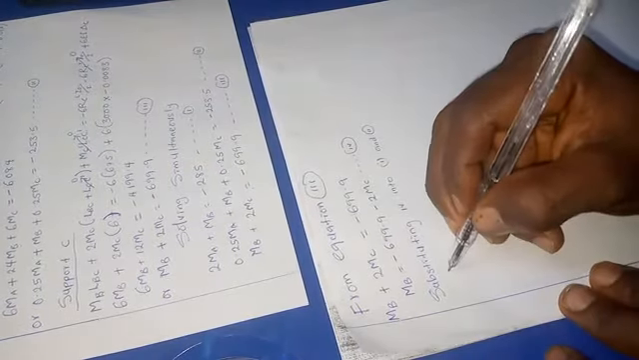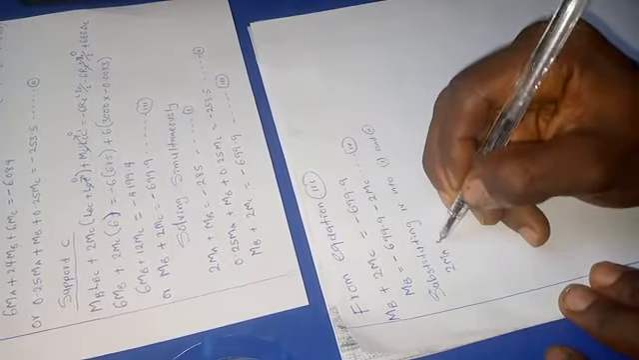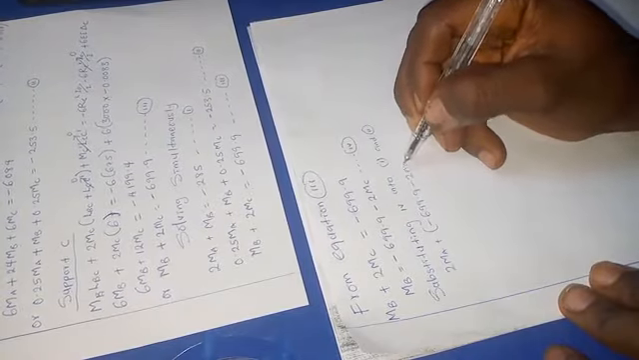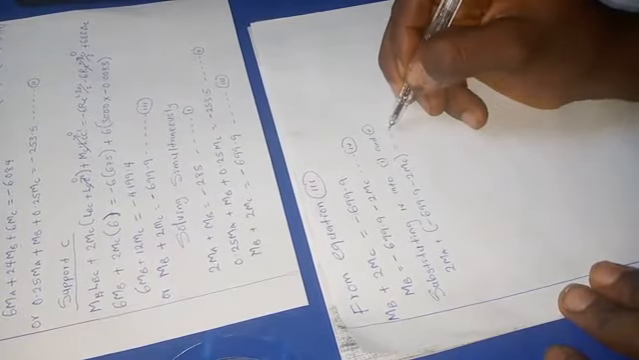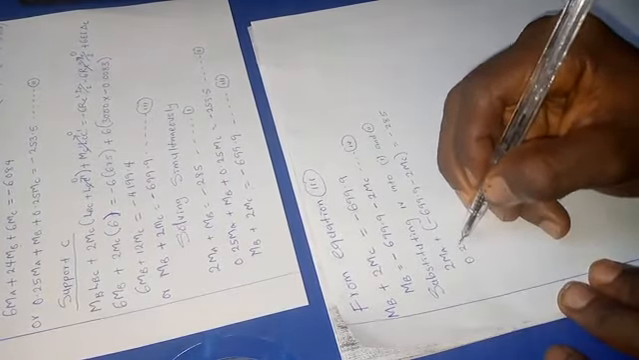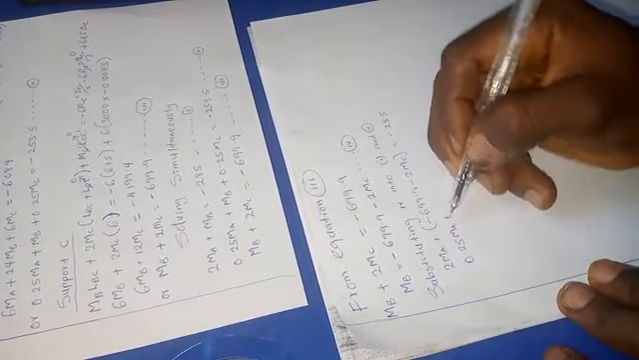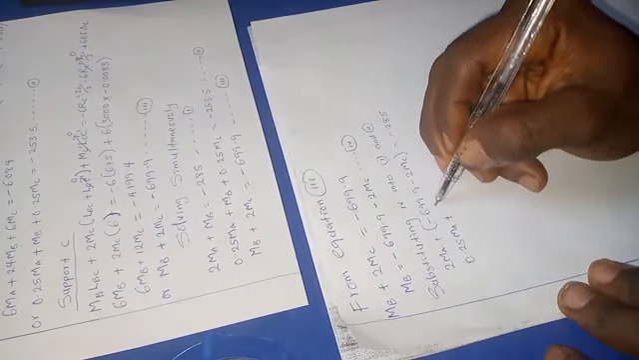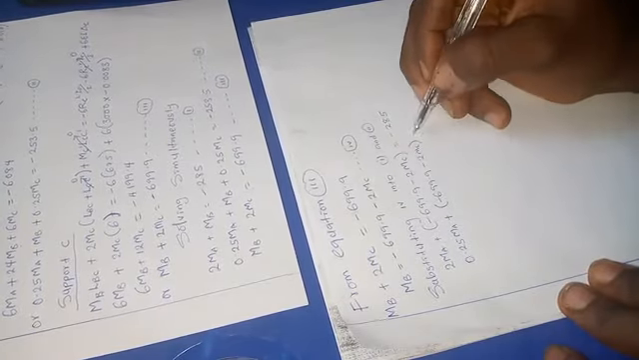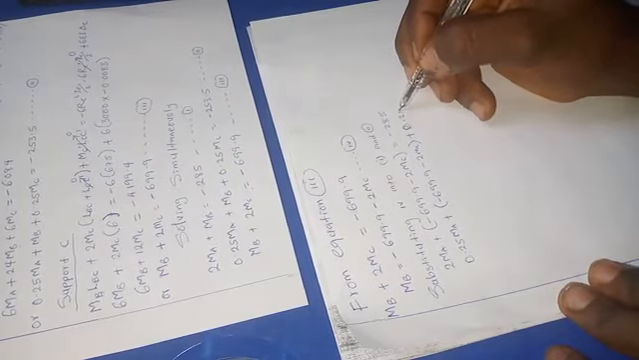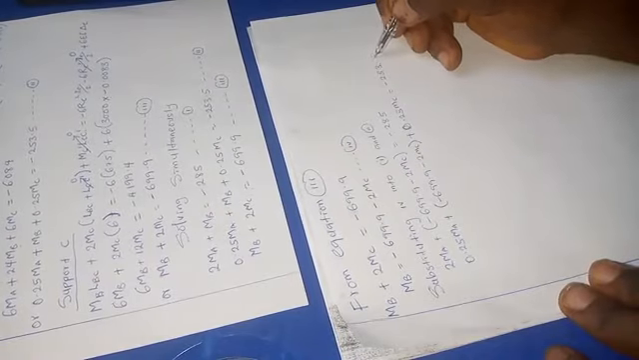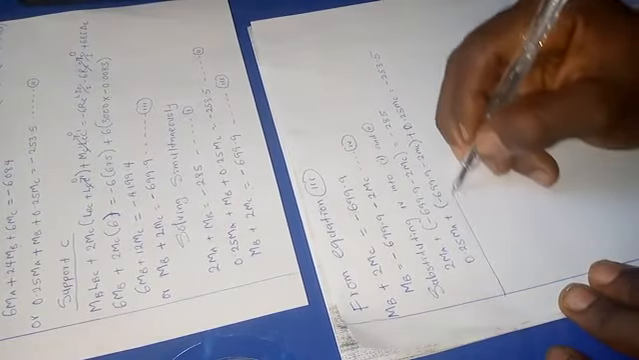So I'll be having 2 moments at A plus minus 699.9 minus 2 moments at C, which is equal to minus 285. Then the next one, I'm having 0.25 moments at A plus moment at B, which is minus 699.9 minus 2 MC, then plus 0.25 MC, which should be equal to minus 253.5.